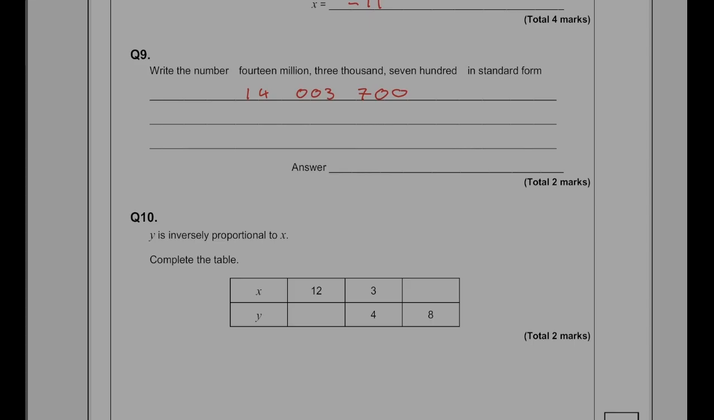So the trick here is, obviously the most complicated bit is actually forming the number, and then if I want that in standard form, that's going to become, decimal point goes between the 1 and the 4, so 1.4 times by 10 to the power, and then the decimal place. So I've moved it 7 places, so that's going to be 1.4 times 10 to the 7.